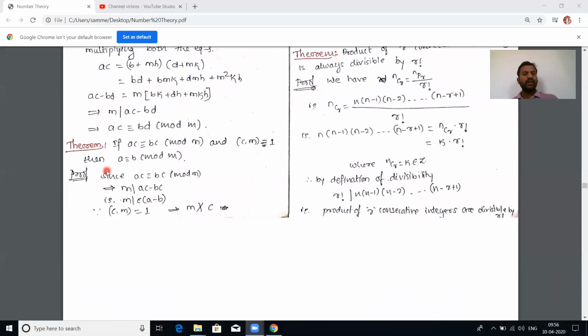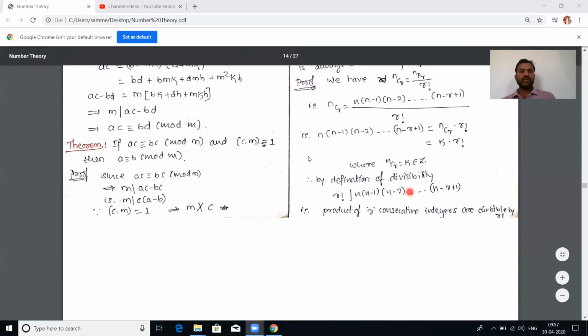Now next, if ac is congruent to bc mod m and gcd of c and m equal to 1, what is it? C and m are relatively prime to each other. GCD equal to 1 implies these two are relatively prime to each other. Then since ac is congruent to bc mod m, what you have to prove here is a is congruent to b mod m. It is true only when c is relatively prime to m. In other cases, it is not true.